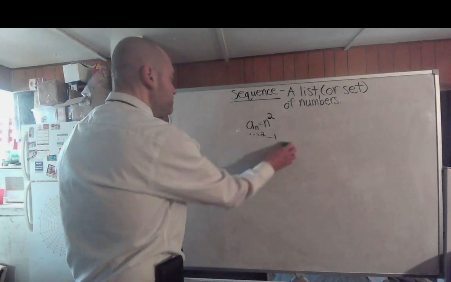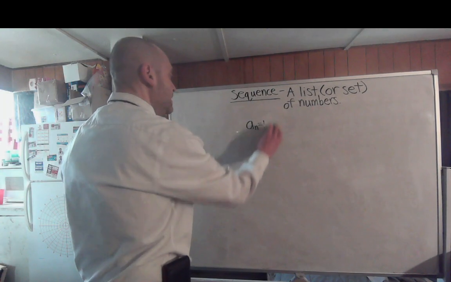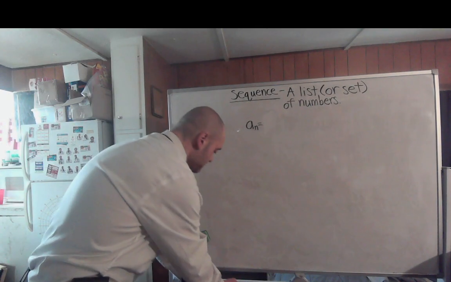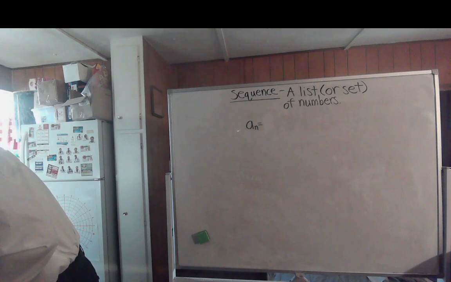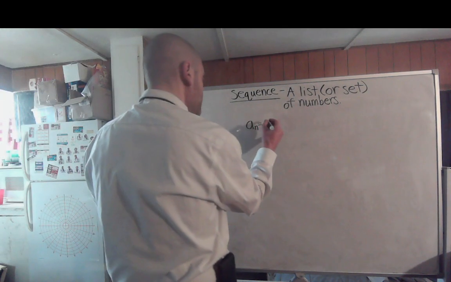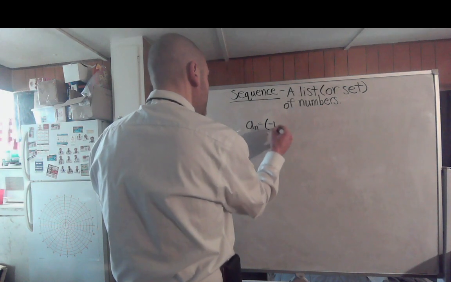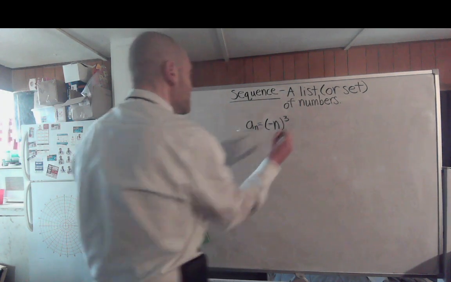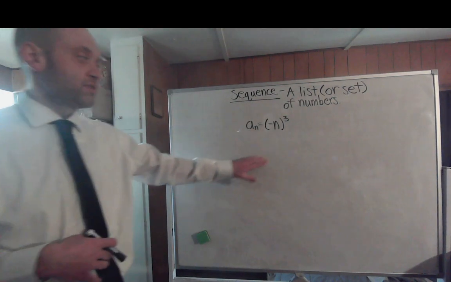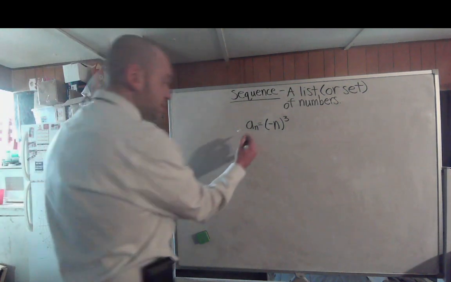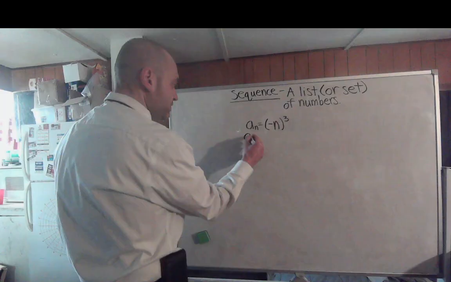Alright, now, what if the term for the sequence was, let's say we take the negative of n to the third power. So for this sequence, they want us to take the negative of n to the third power. Well, let's find a sub 1. We're going to list the first 5 terms.